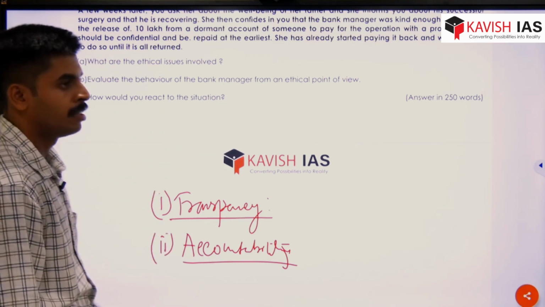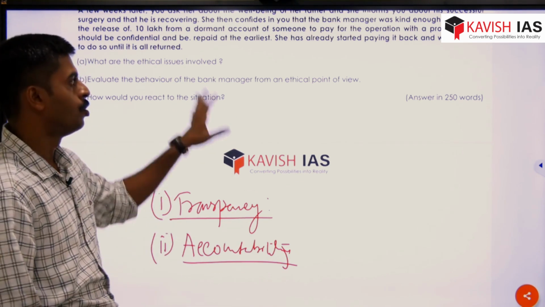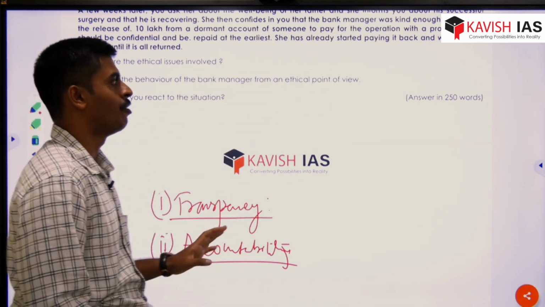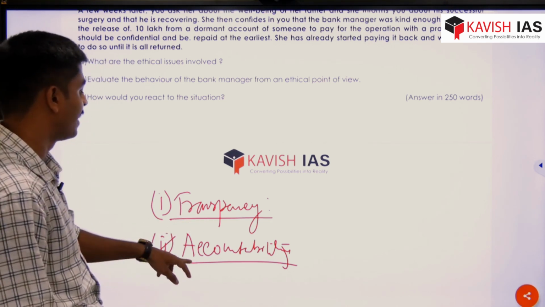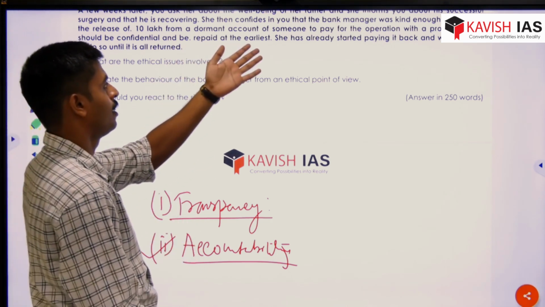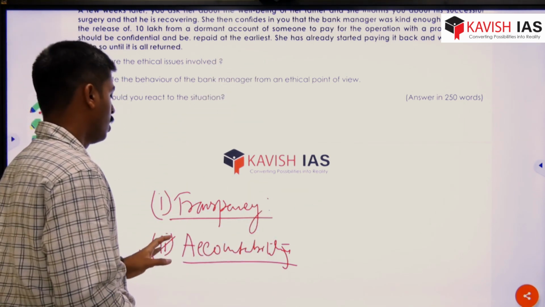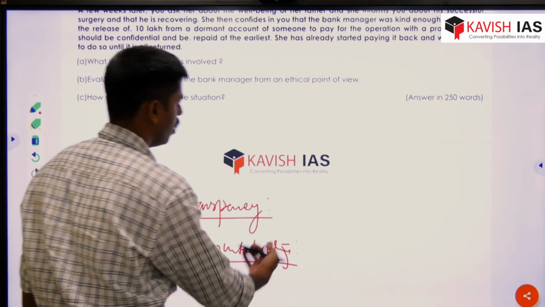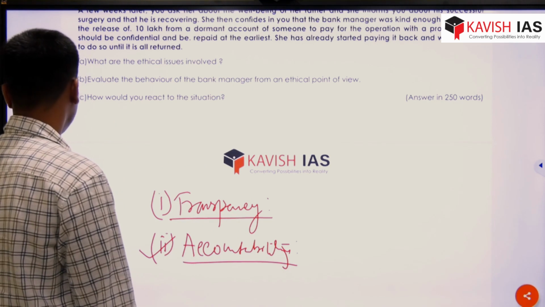Whatever the act that the bank manager has undertaken, he was not accountable for this. Nowhere in this case study is it mentioned that he had accountability while conducting his job, that is, while he transferred the money, he was answerable to anybody. He was not answerable anywhere. So this accountability issue is there. Again, write 1 to 2 lines describing how accountability is an ethical issue in this.